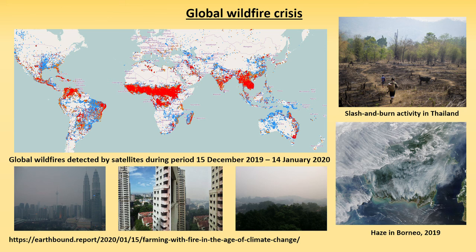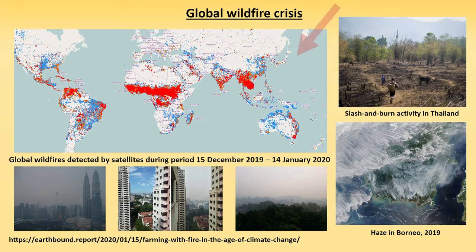Wildfires are related not only with dry weather, but also with human activity like slash and burn farming. It is estimated that nearly 300 million traditional farmers use slash and burn practices. It is widely spread in Central Africa, Bolivia, Brazil, Eastern India, Thailand, Cambodia, and other countries.